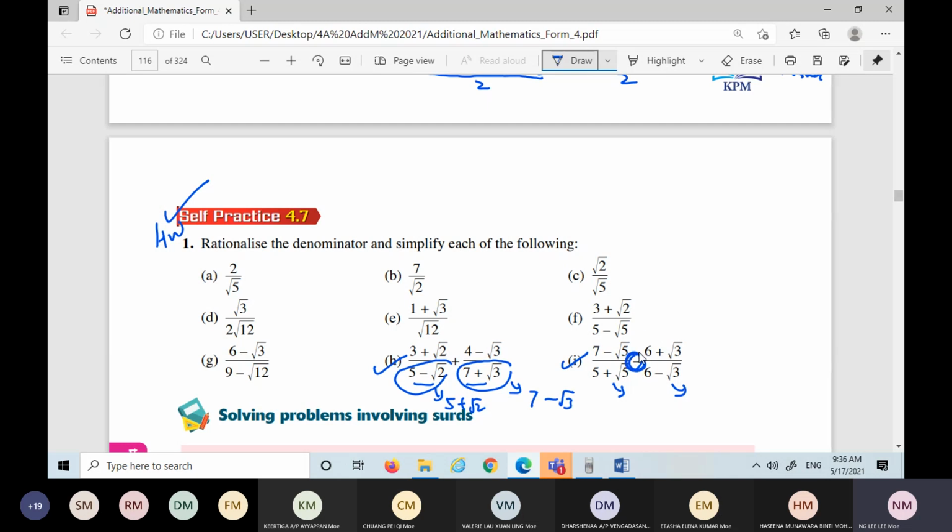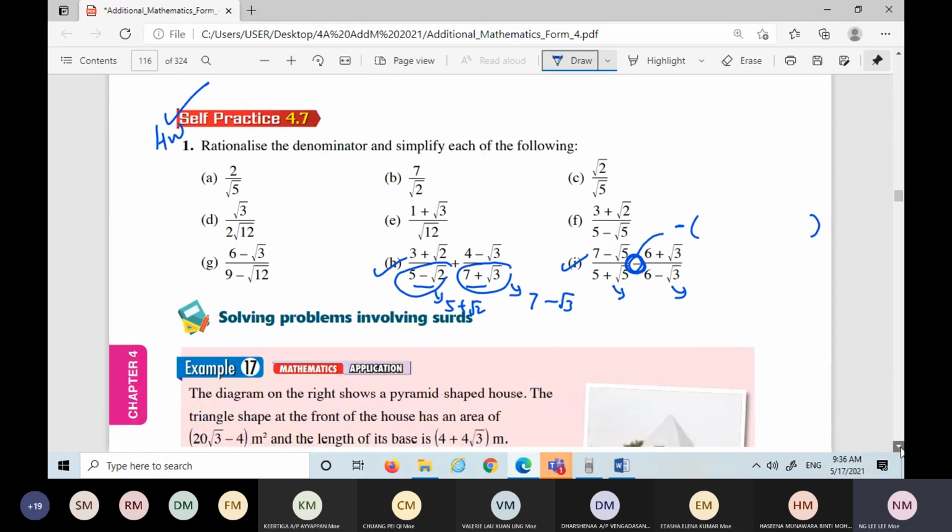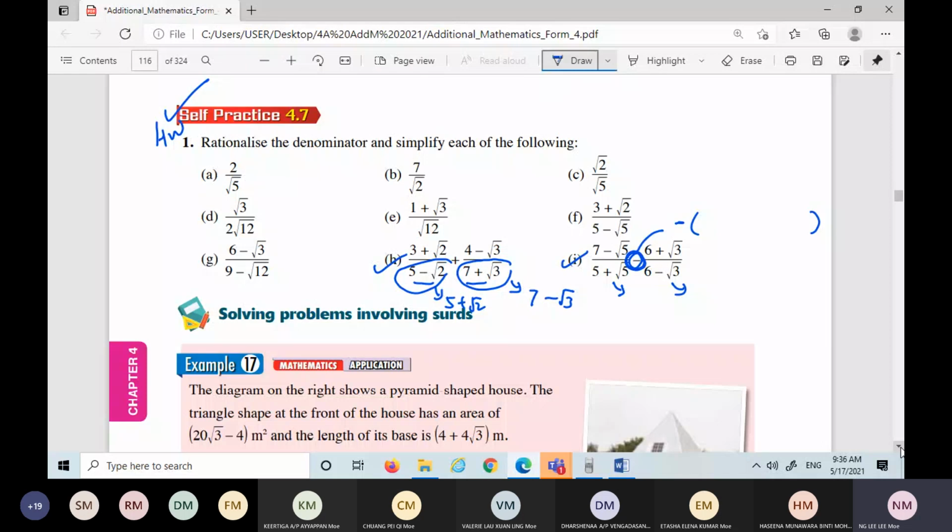As I said just now, if here is a minus, remember, when you expand, you have to put a bracket. After the minus, you have to put a bracket around whatever you expand. After that only, bring in the negative. So this is for this exercise.